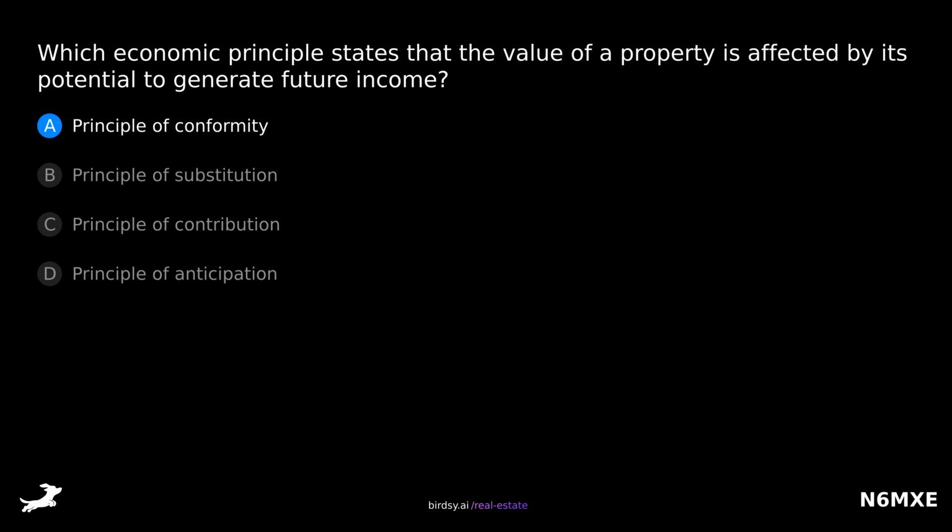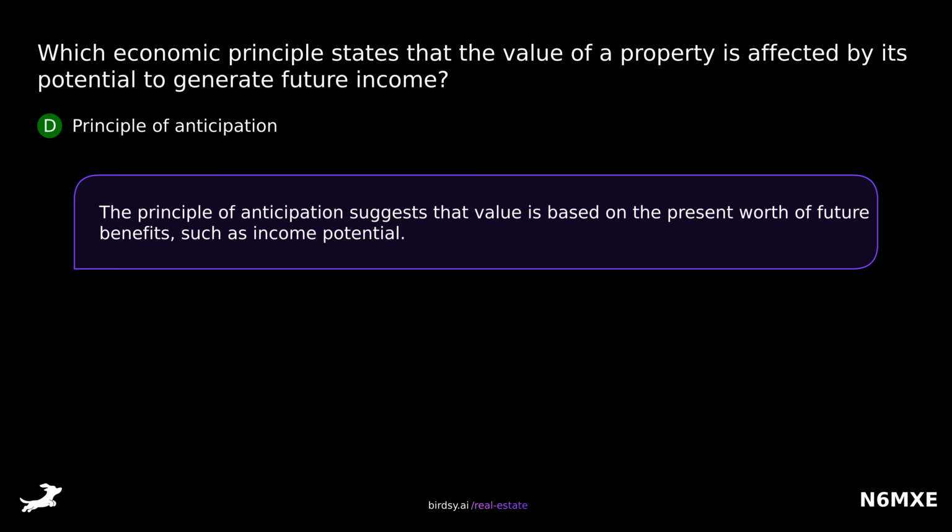Is it A, principle of conformity, B, principle of substitution, C, principle of contribution, or D, principle of anticipation? The correct answer is D, principle of anticipation. The principle of anticipation suggests that value is based on the present worth of future benefits, such as income potential.